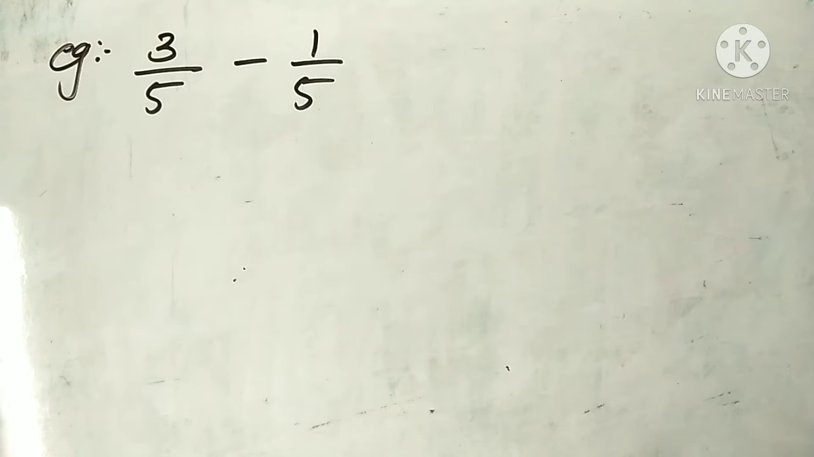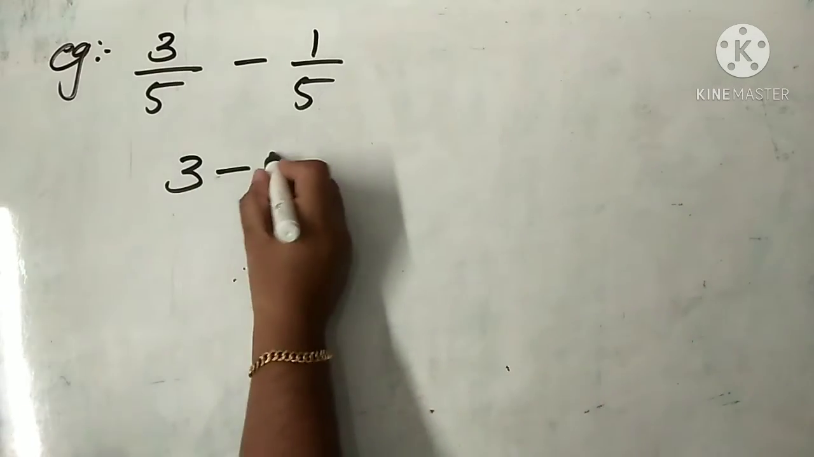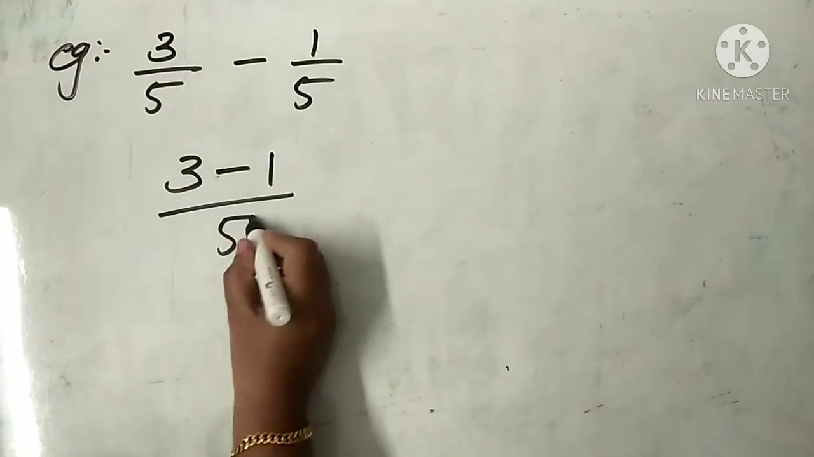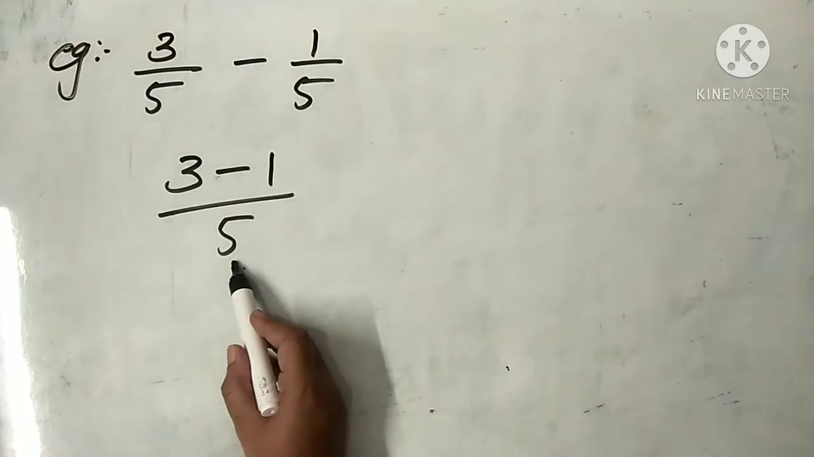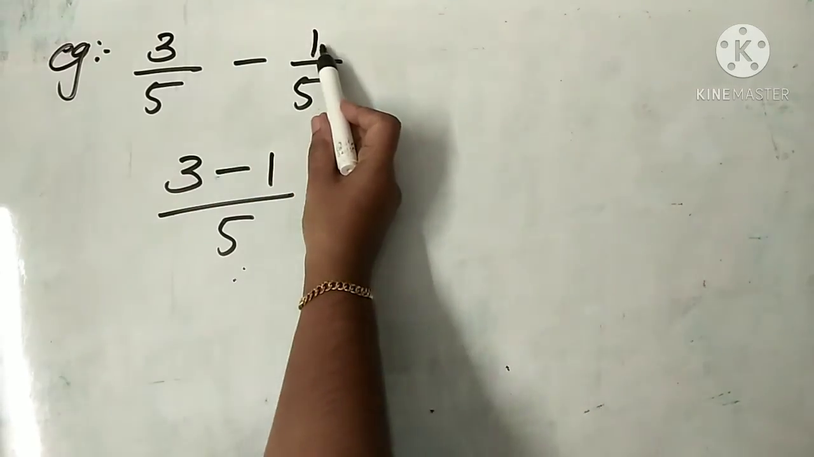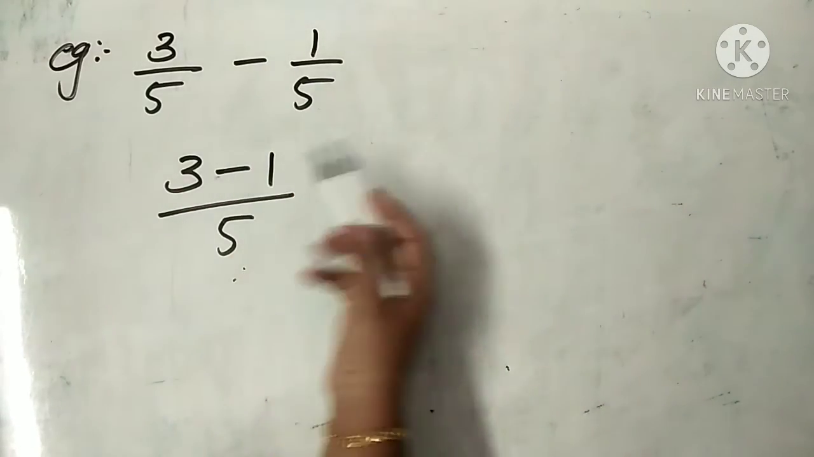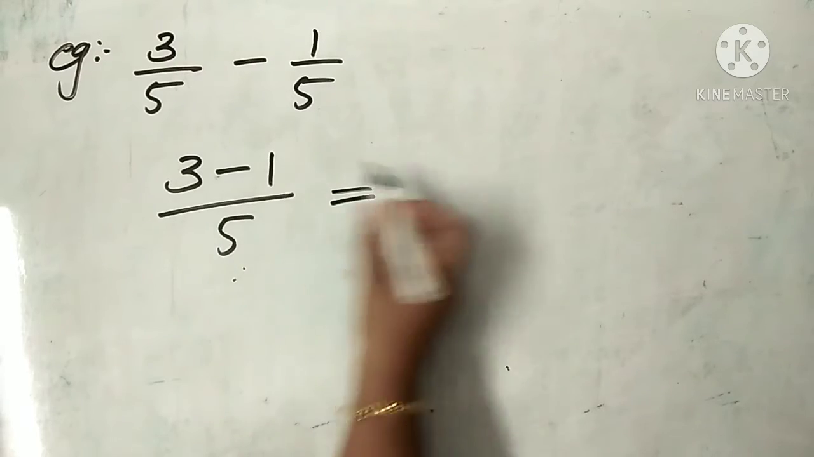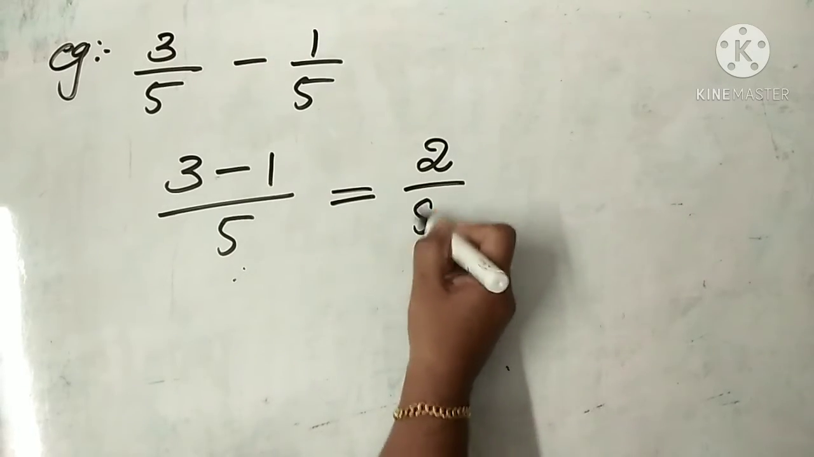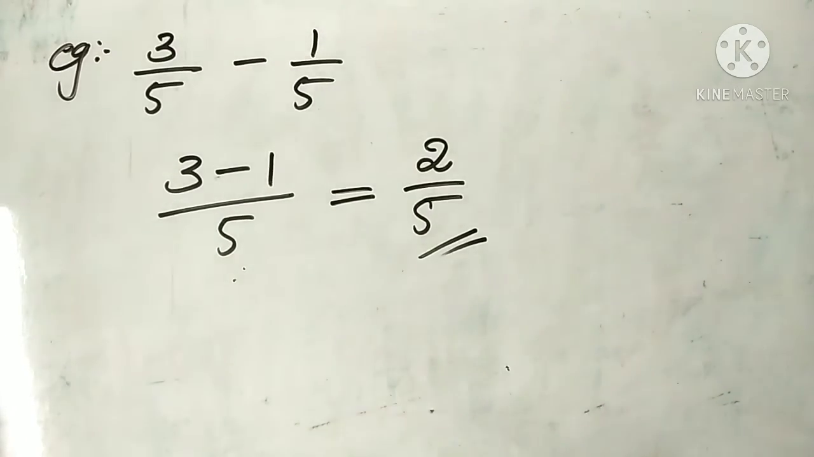Another example, 3 by 5 minus 1 by 5. We can write this as 3 minus 1 by 5. We write the denominator as it is and subtract the numerators. 3 minus 1, that is equal to 2 by 5 is the answer.